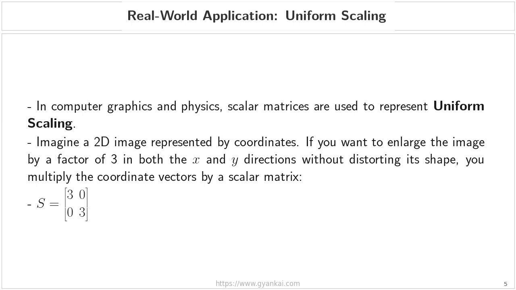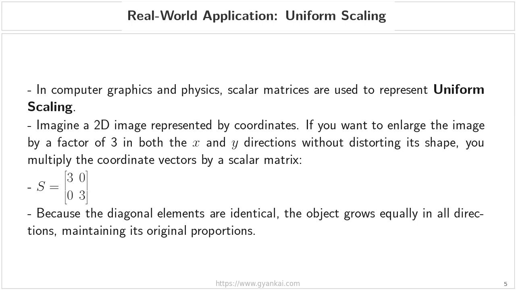To achieve this, you would multiply the coordinate vectors by a scalar matrix, which we will call matrix S in this specific scenario. Matrix S would be a 2 by 2 matrix, where the elements on the main diagonal are both 3, and all other elements are 0. The reason this works is directly related to the definition we discussed earlier. Because the diagonal elements are identical, the object grows equally in all directions. This ensures that the image is scaled up consistently, thereby maintaining its original proportions.